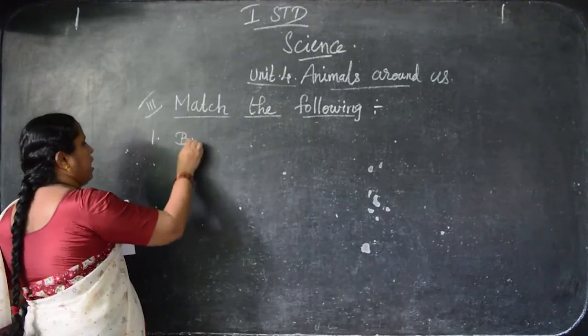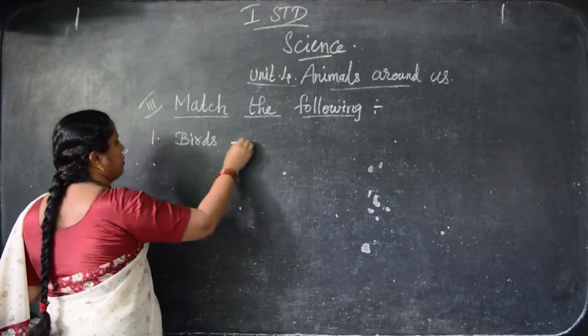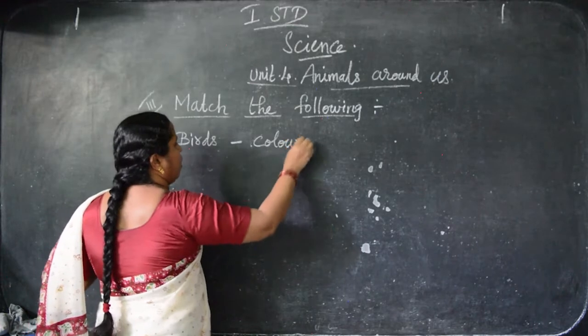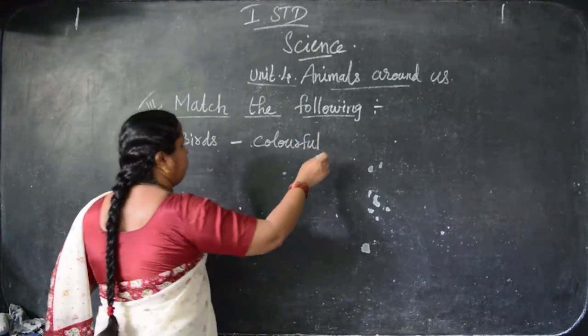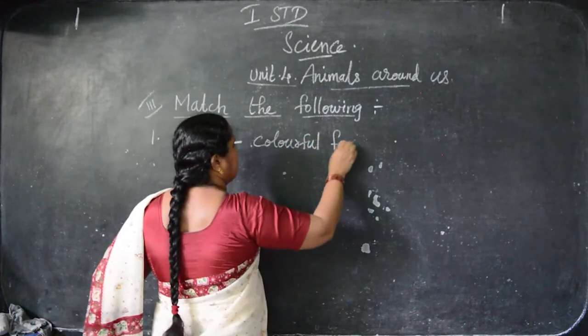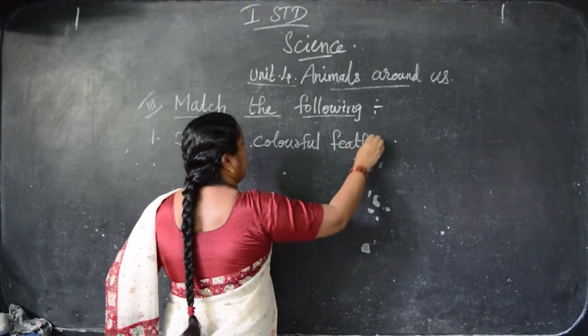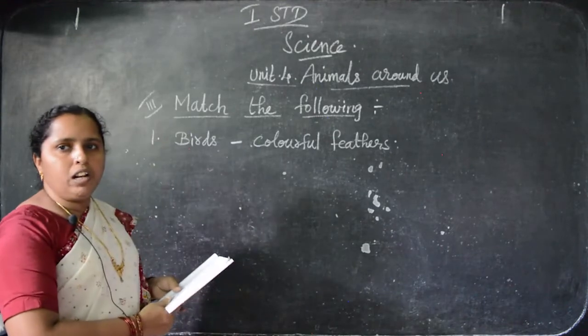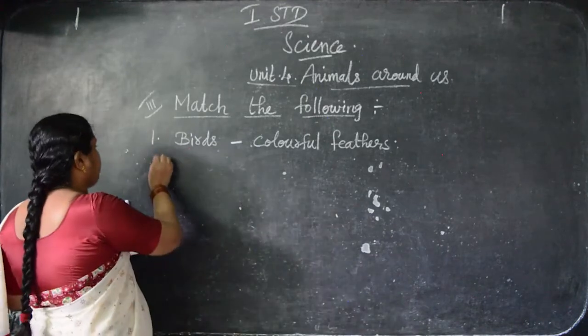Birds. B-I-R-D-S. Birds. Colorful. C-O-L-O-U-R. Color. F-U-L. Full. Feathers. F-E-A-T-H-E-R-S. Birds have colorful feathers. Now, second one.